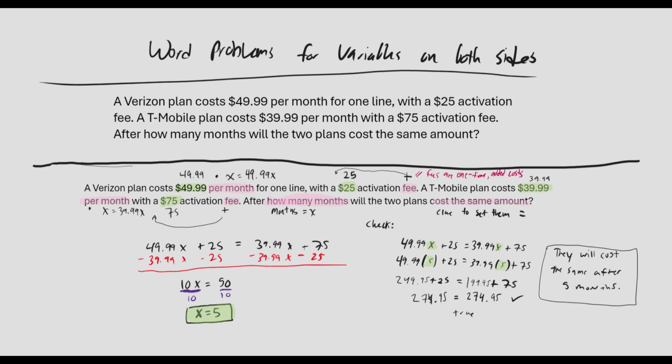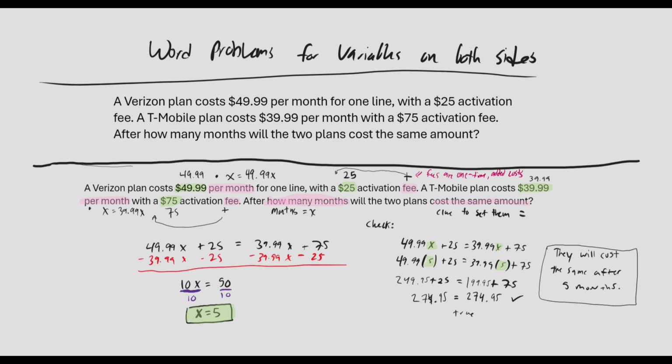So the way this sets up is Verizon, 49.99x per month, plus 25 equals T-Mobile, 39.99x each month, plus 75. Then you're going to do the solving both sides strategy, where we're going to subtract the smaller x from the other x side and then move the other number to the opposite side.